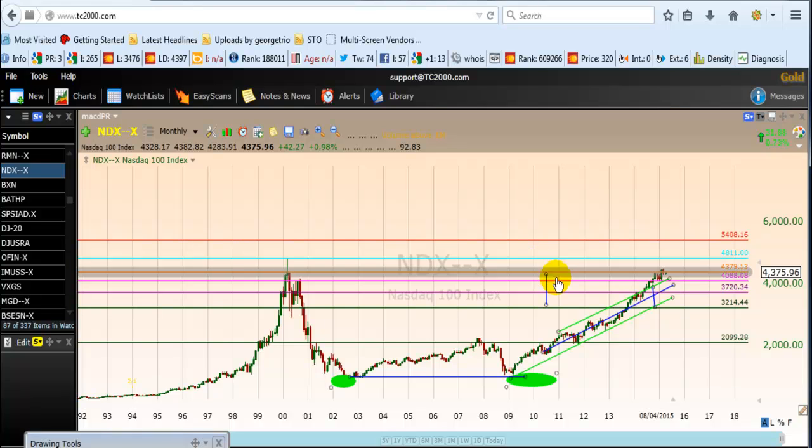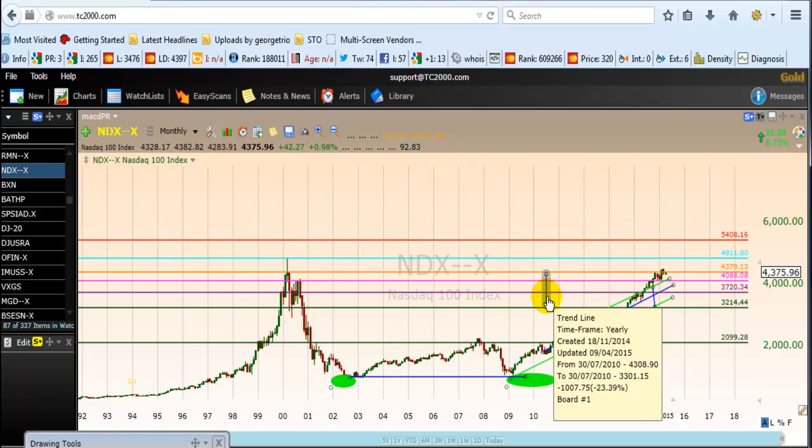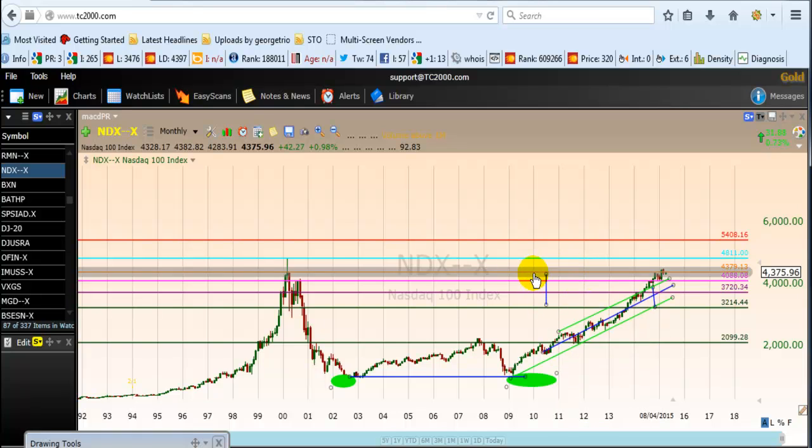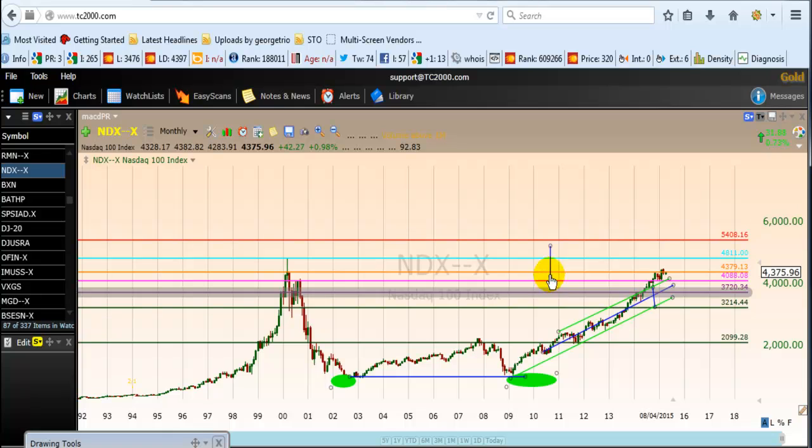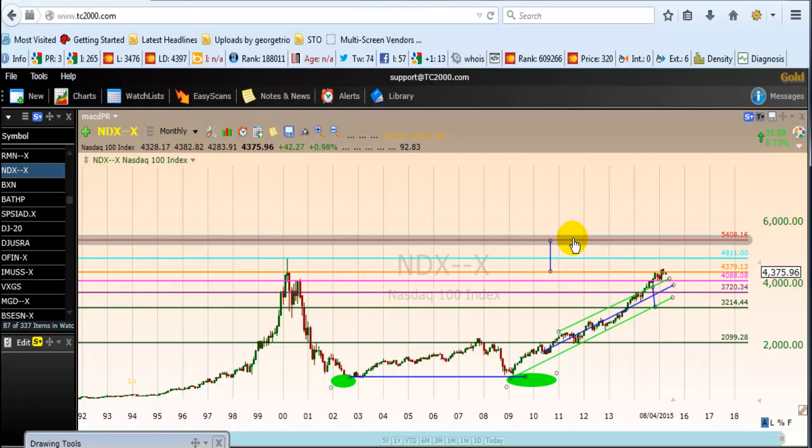So the level of 4379 is a critical level because of the projected channel using market geometry. You see now how the target comes to the short-term equilibrium price level. So do not forget 4379. And then I project it again for the third time from here, and it brings me to the greediest target at 5408. That's the red horizontal line here.